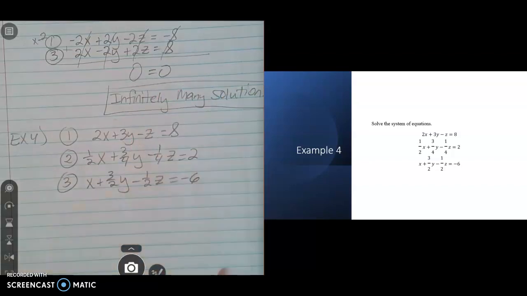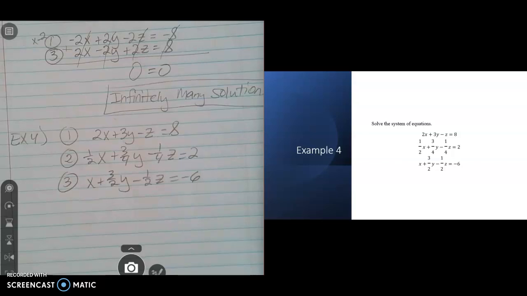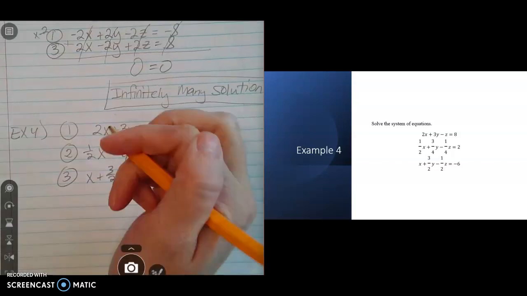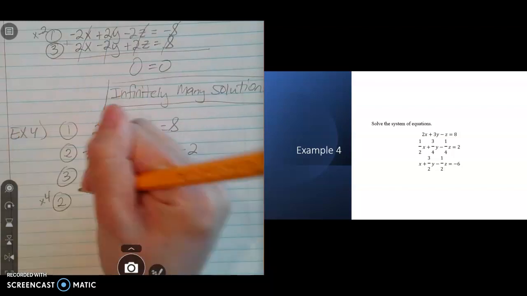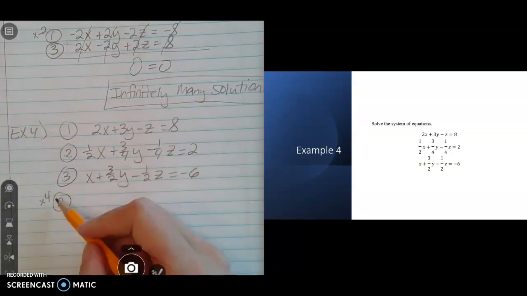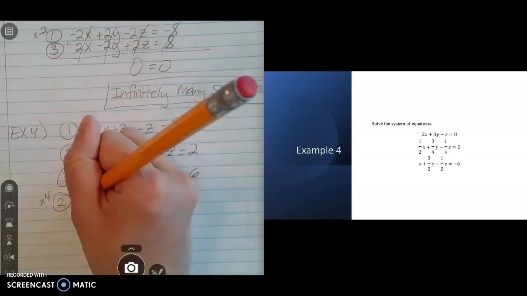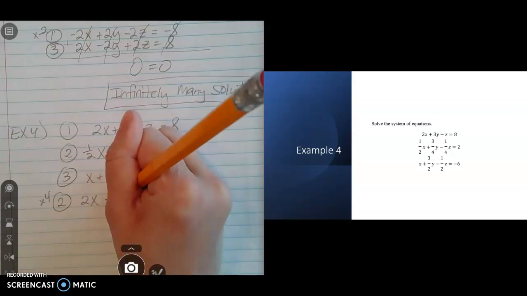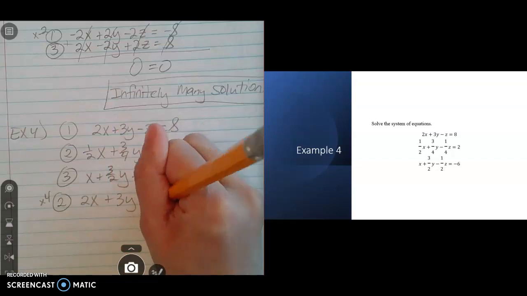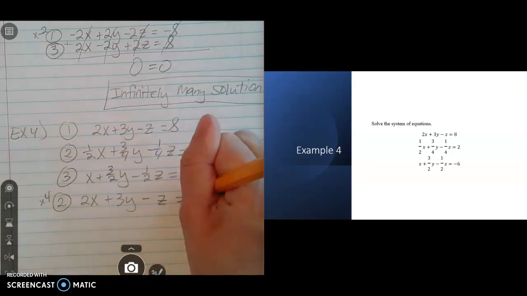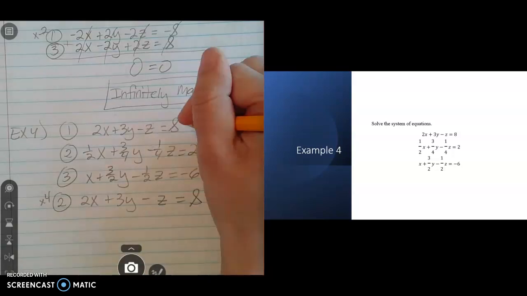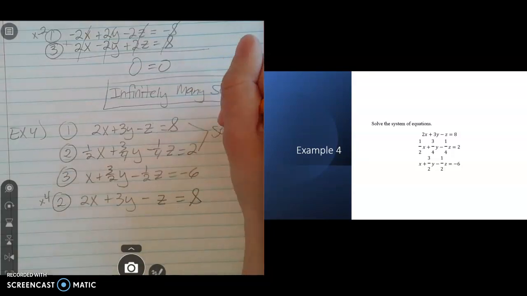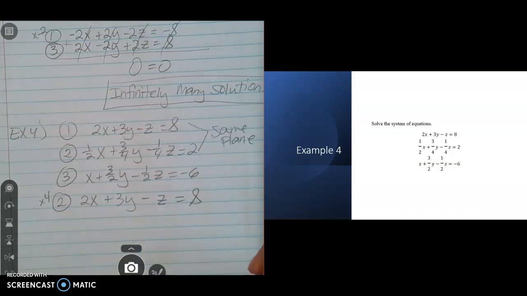So probably the first thing I would like to do is just clear out my fractions so they look a little bit cleaner. So I'm going to take equation number 2 and I'm going to multiply it by 4 since that's my least common denominator. When I multiply everything by 4, I'll get 2x plus 3y minus 1z equals 8. And I notice that is identical to equation 1. So 1 and 2 are definitely the same plane because they simplified to be the same equation.